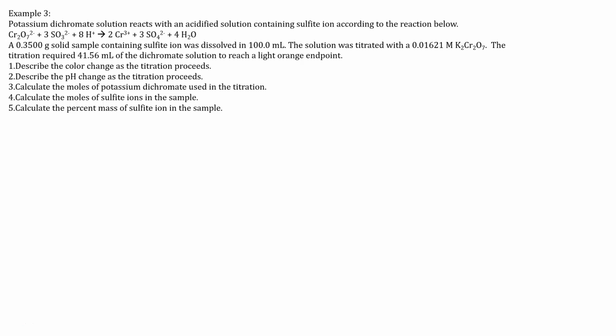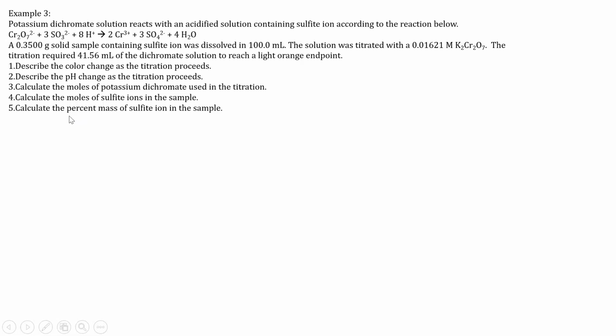Part 3, we want to calculate the moles of potassium dichromate that are used in the titration. So looking at the molarity that I have and the number of milliliters that were used, convert this into liters, and then I can find how many moles of that I used. Fairly simple. Then I need to do some stoichiometry in step 4 to calculate the number of moles of sulfite ions. Now that I have moles of dichromate, I can find the moles of sulfite. Don't forget to take into account your coefficients.